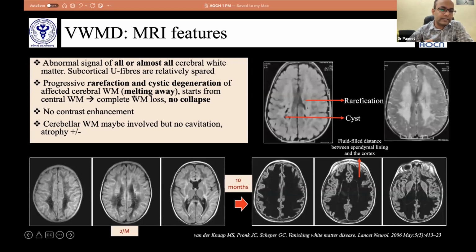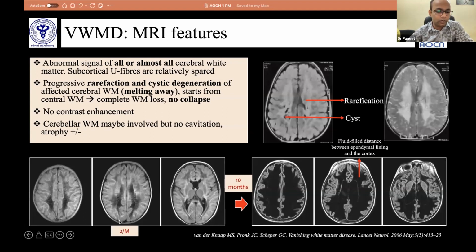Then the important feature is there is a melting away of the white matter. There will be progressive cystic degeneration, which starts from the center and then progresses outwards, and this leads to the melting away pattern of the vanishing white matter disease, and hence the name is derived from this pattern. We can better appreciate this on this MRI.